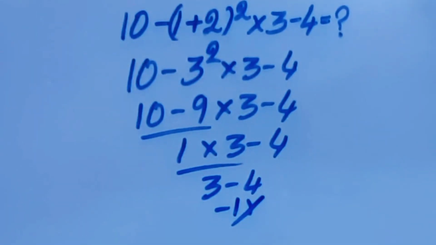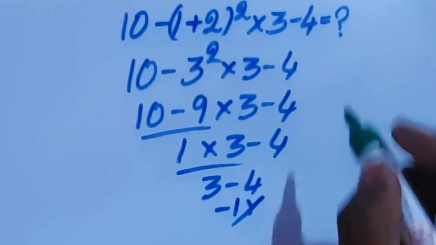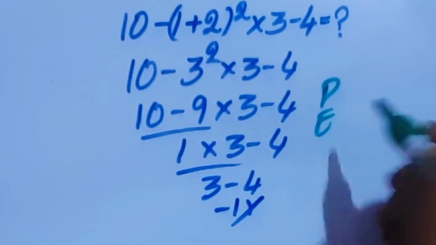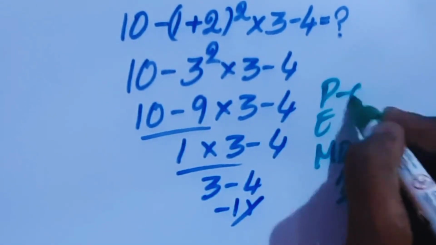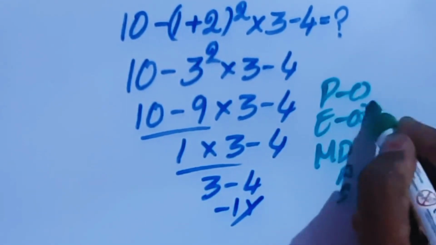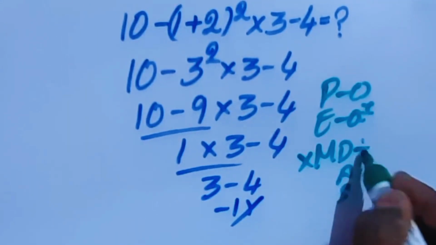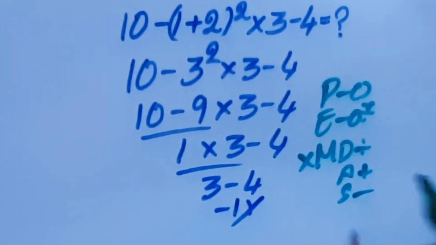As per this order of operations, this negative 1 is the wrong answer. Here we are going to introduce this PEMDAS rule from order of operations. This is brackets, higher priority. This is exponent. M stands for multiplication, D stands for division, A stands for addition, S stands for subtraction.